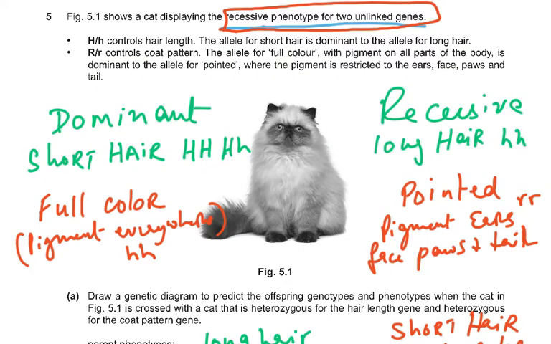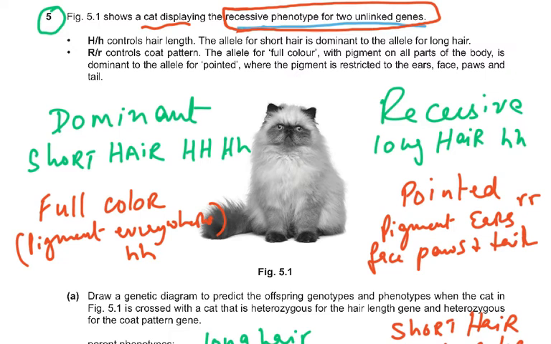Now let's look at this question number 5. This is a very interesting and a very difficult question, and so I want to take a lot of time in discussing this. Figure 5.1 shows a cat displaying the recessive phenotype. Now, this is something which you would have read, but you would have forgotten to really remember it. So, this is a cat which displays the recessive phenotype.